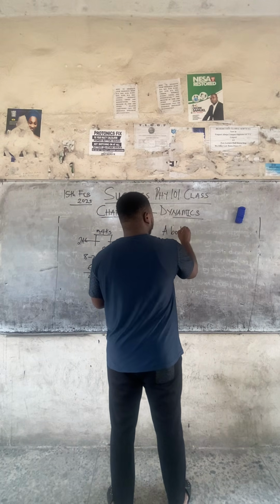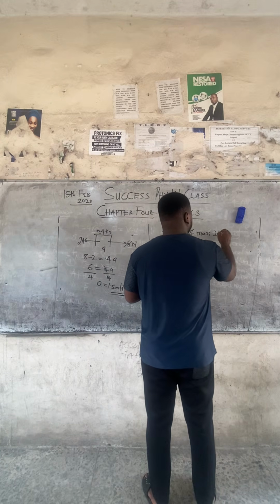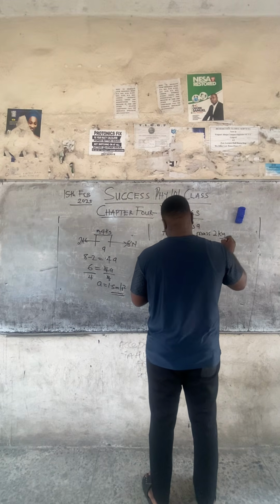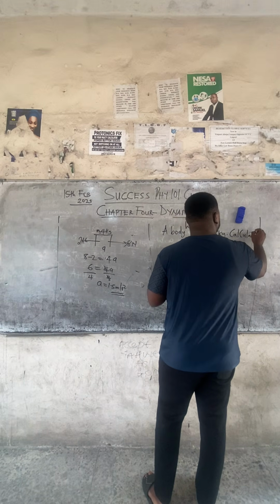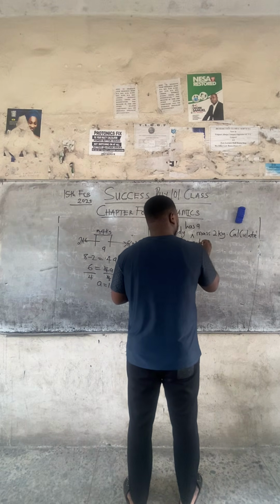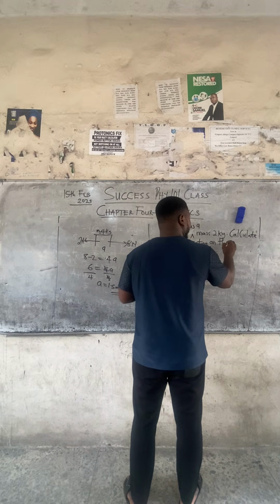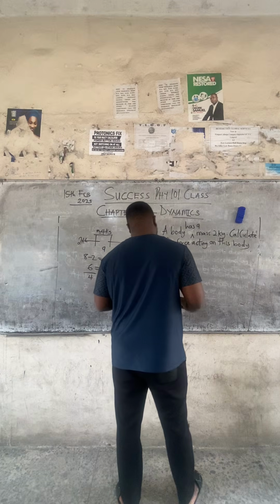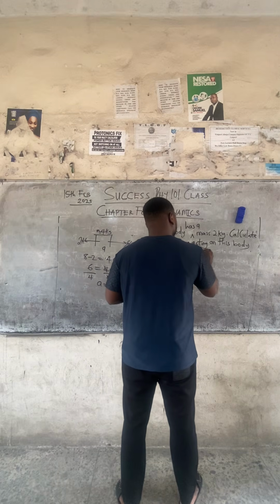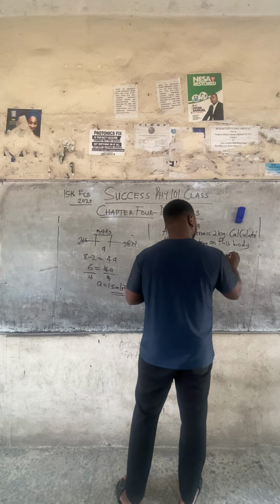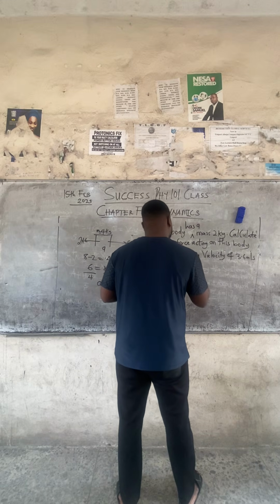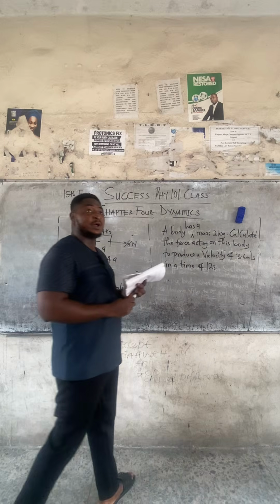A body has a mass of 2 kg. Calculate the force acting on this body to produce a velocity of 3.6 meter per second in a time of 12 seconds.